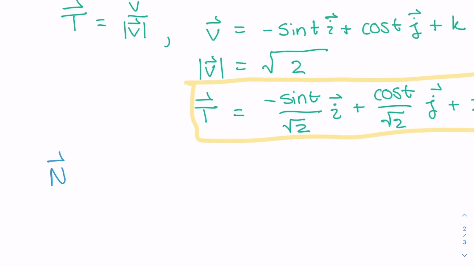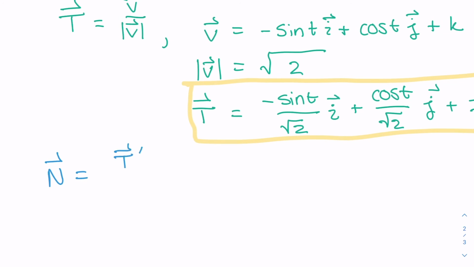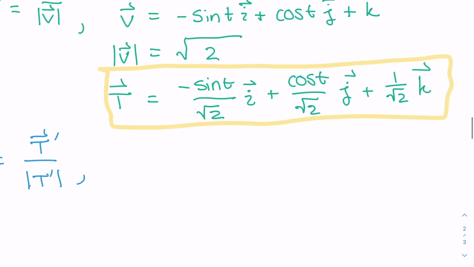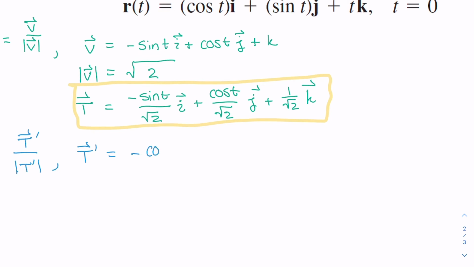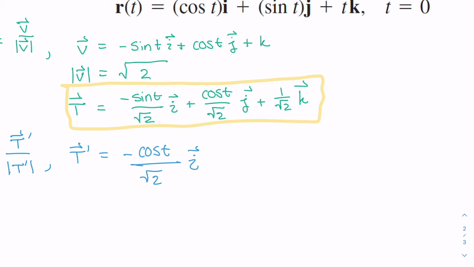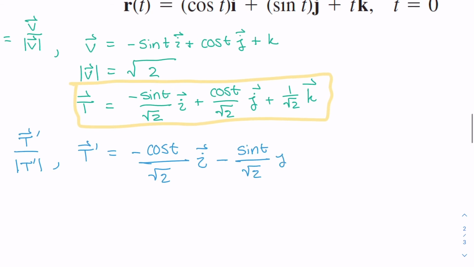So now we'll find N. And that is equal to the derivative of the unit tangent function divided by its magnitude. So T prime is going to be, what is that, cosine t, isn't that right? Negative sine of t becomes negative cosine t divided by the square root of 2 i minus sine of t over square root of 2 j plus 0k. So we'll get 0k.